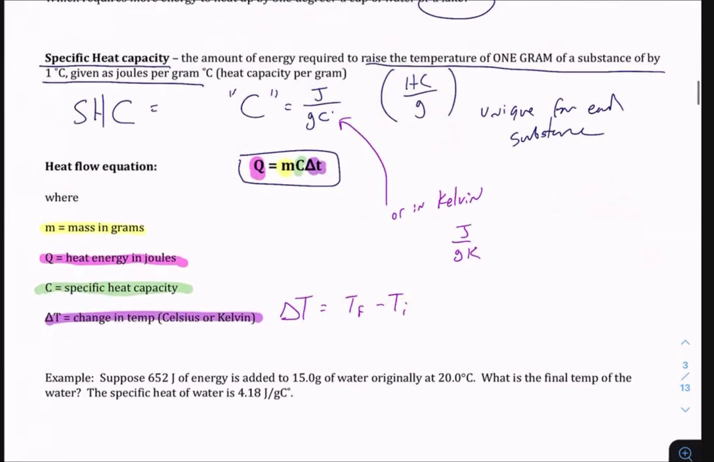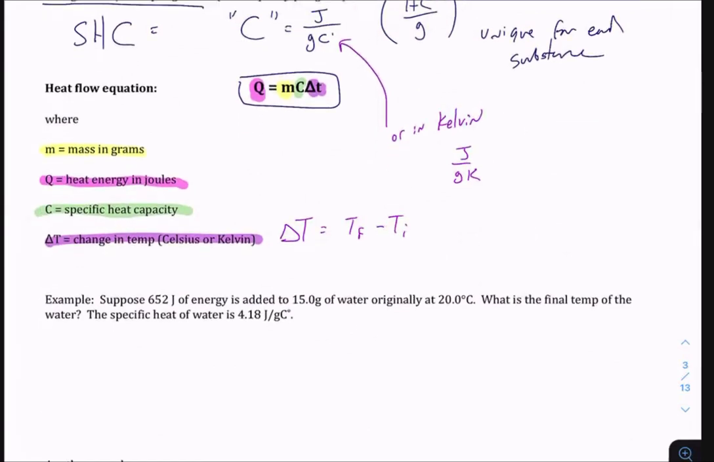All right. So then, let's say that 652 joules of energy are added to 15 grams of water. And the water is originally at 20 degrees. That sounds like an initial temperature to me. What is the final temperature? Oh, they're asking for final temperature. The specific heat of water is given here, 4.18 joules per gram degree Celsius. Okay, they want to find the final temperature.